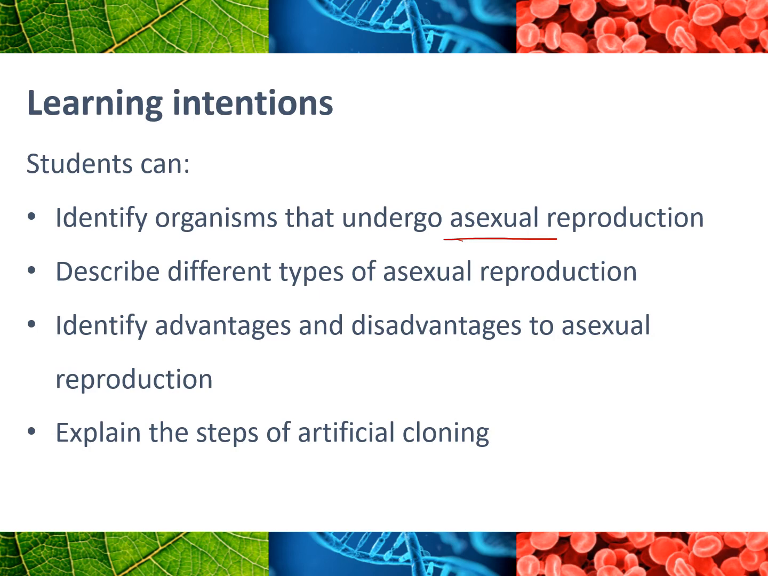So we're just going to have a look at which types of organisms reproduce asexually. Look at some different types of asexual reproduction. We'll touch on the advantages and disadvantages of asexual reproduction. And also we're going to look at cloning, which is obviously a pretty cool thing to look at.